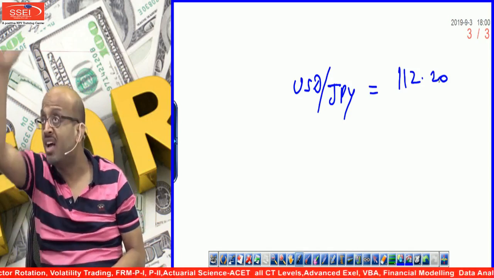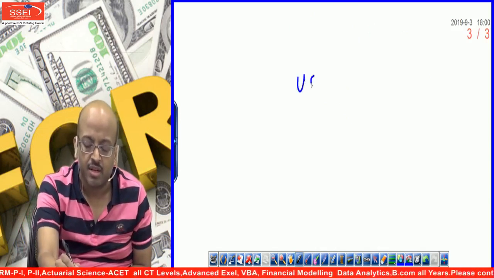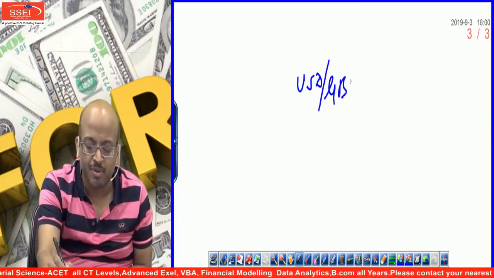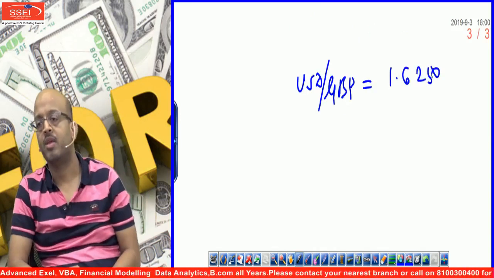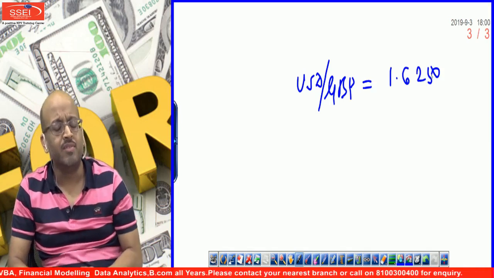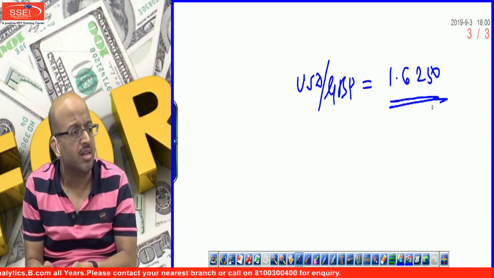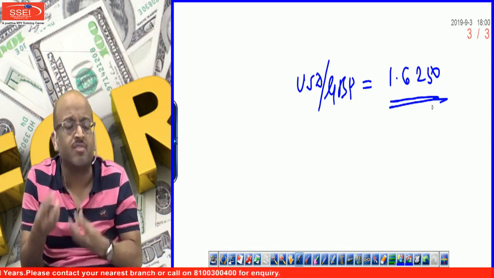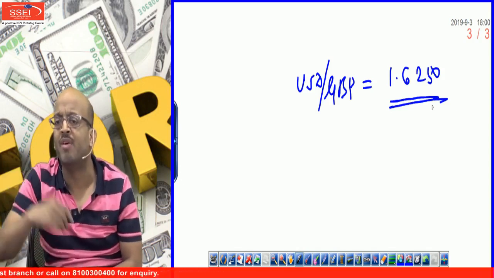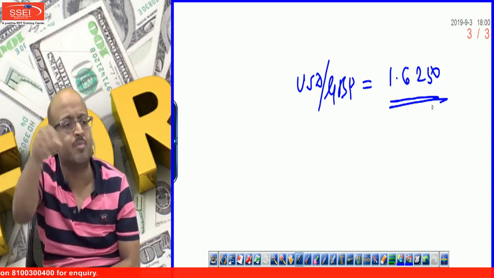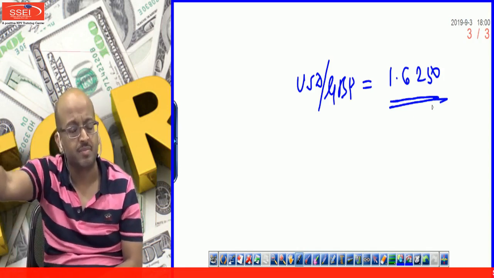If you know this hierarchy, you should be able to say, try again, USD per GBP 1.6250. It is the price of 1 GBP. How did we know? Because sir, this is more than 1. If it is more than 1, it is that of the stronger currency. How can $1 be more than 1 pound? Impossible. 1 pound is more than $1. You are 100% understanding what I'm saying. Correct?